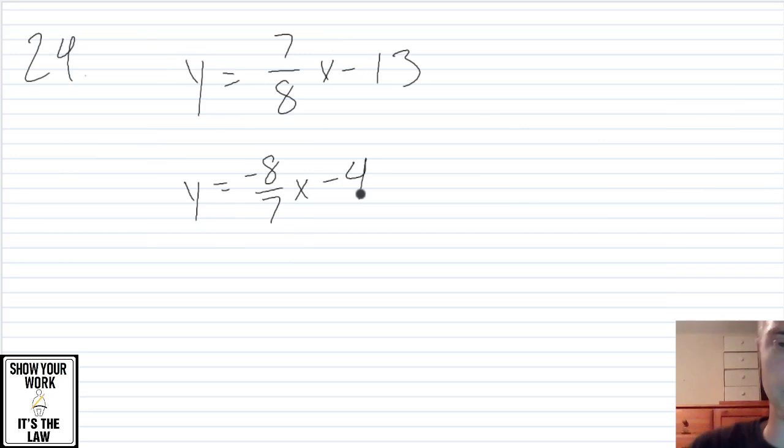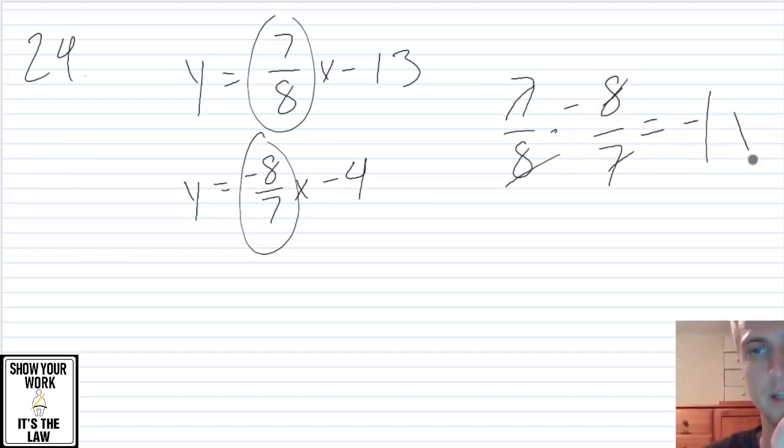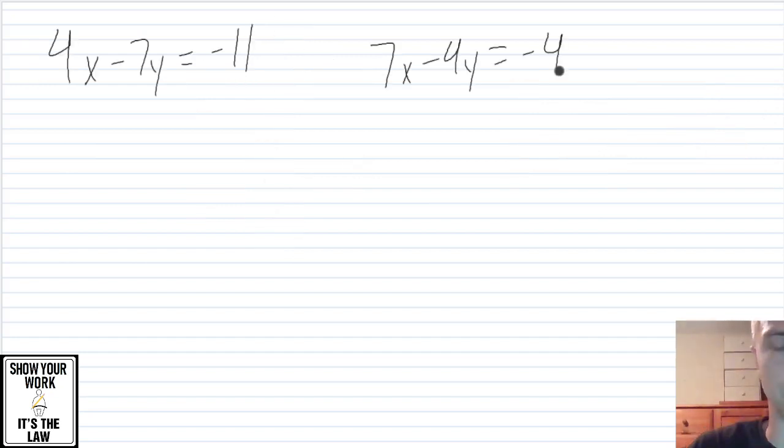24. Are these two lines perpendicular? Let's take their slopes. 7 over 8, negative 8 over 7. 7 over 8 times negative 8 over 7. Cancel, cancel, cancel, cancel. We're just left with negative 1. Yes, perpendicular.